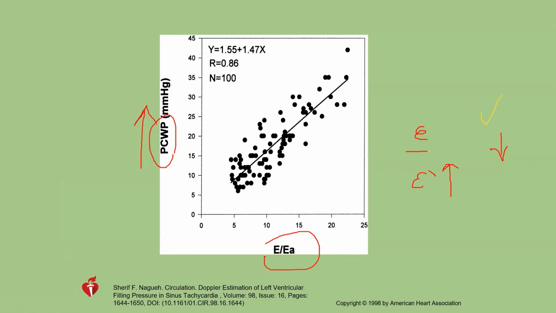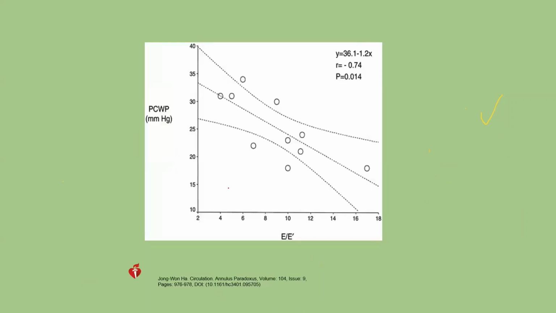But at the same time, the more the constriction increases, we are expecting the E prime velocity to increase, this part to increase. So the ratio is going to go in the opposite direction to the pulmonary capillary wedge. It's going to go like this, inversely proportional. Okay, so as the E over E prime goes high, this goes low. And as the E over E prime goes low, the pulmonary capillary wedge goes high.